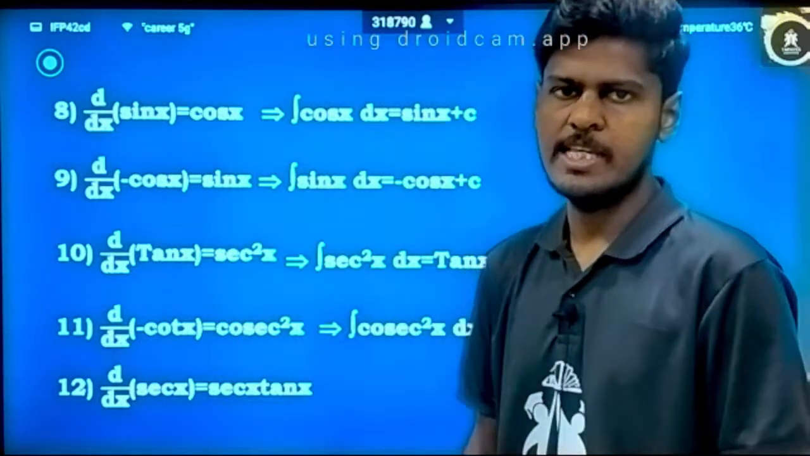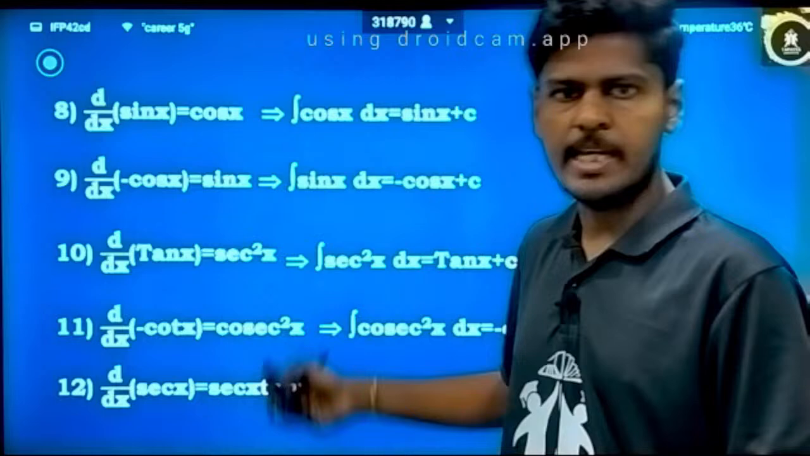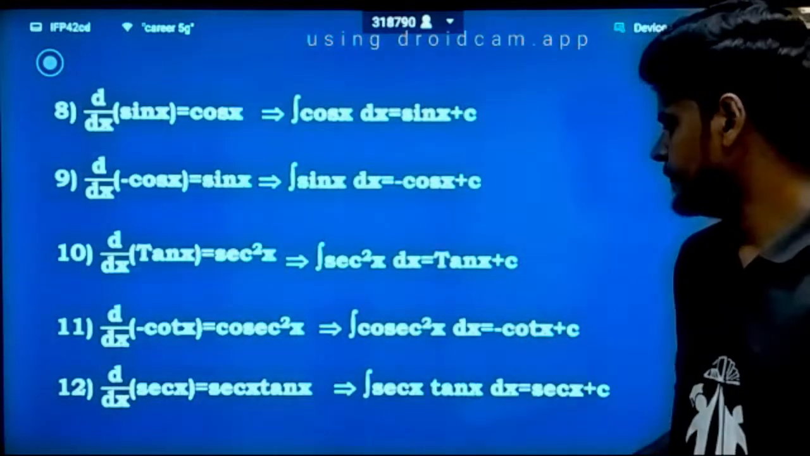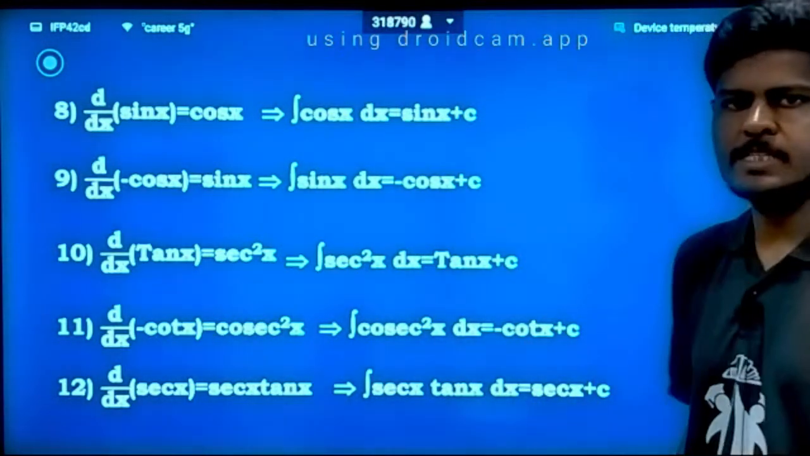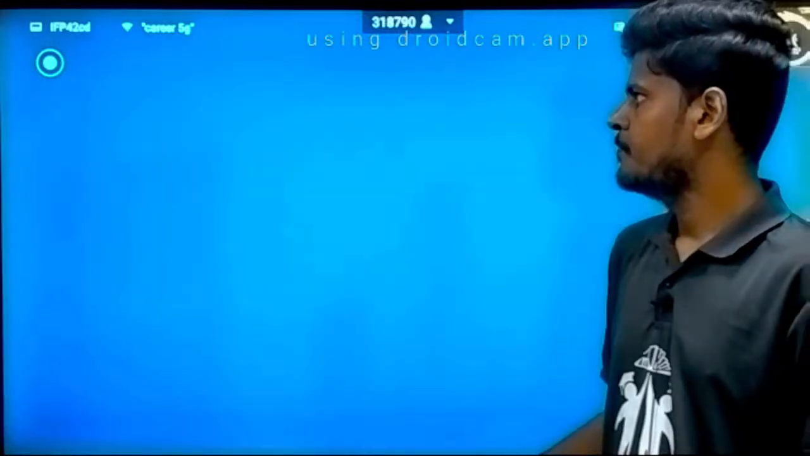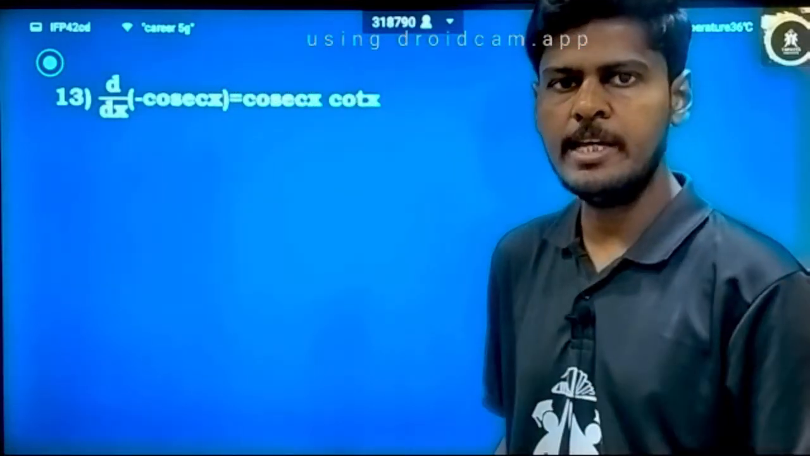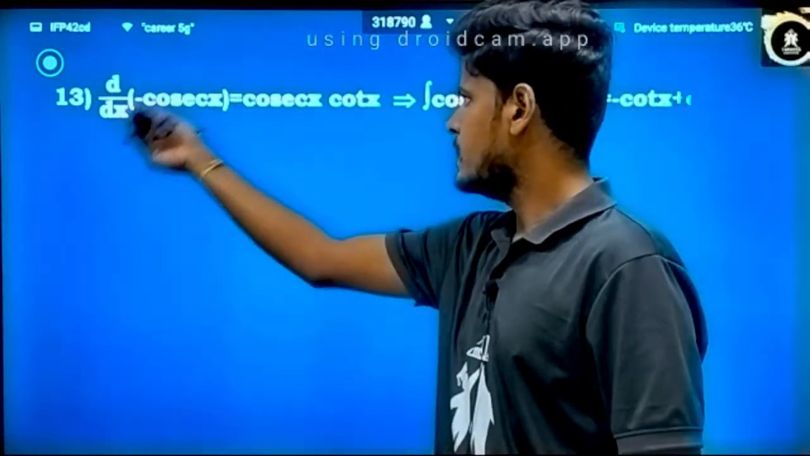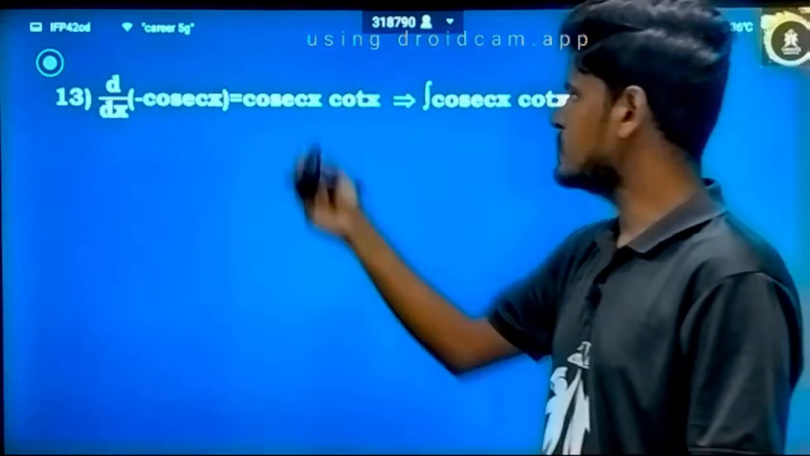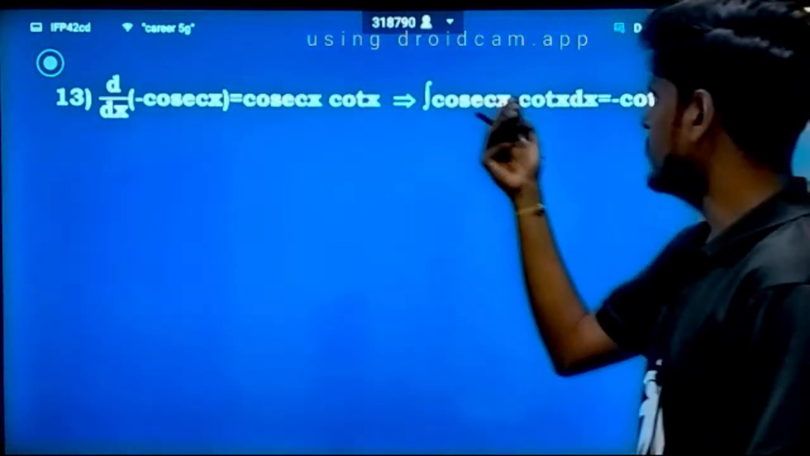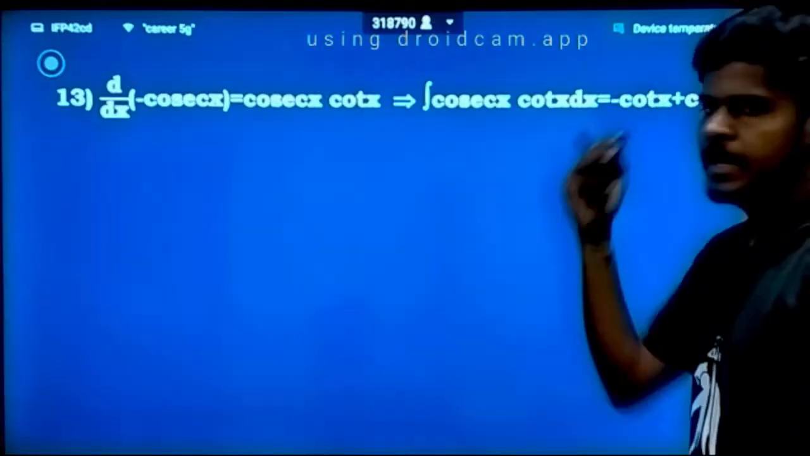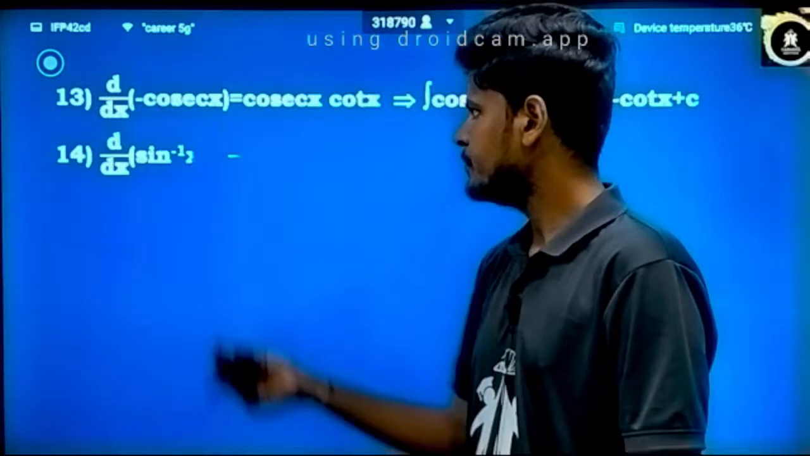Differentiation of secant x is secant x tan x. So integral secant x tan x will be secant x. We already know what is the differentiation of these functions. From that we are getting integral values. Similarly, differentiation of cosecant x is minus cosecant x cot x. So integral cosecant x cot x will be minus cosecant x.